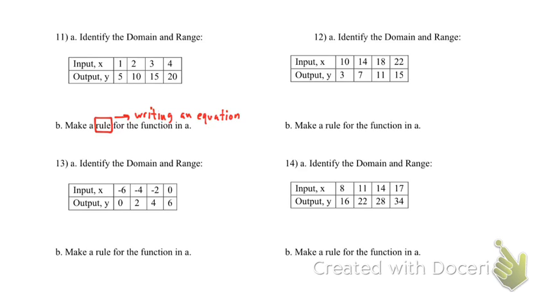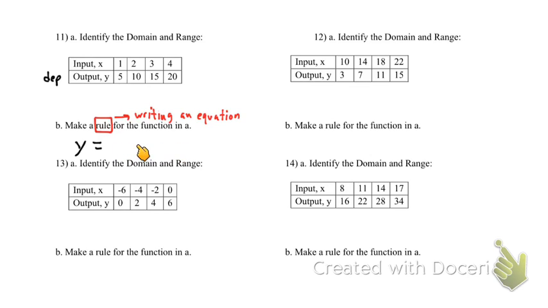Anytime you're asked to write a rule, and you're given a table, you want to look at your output. What is the variable of my output? Since it's y, that is the variable you want to write first in your equation. Okay? Because this is the dependent variable. All right? And dependent variable always comes first in our equation. After that, we want to write the equal sign. Okay? And then the next thing we want to write is on the right side of the equal sign.